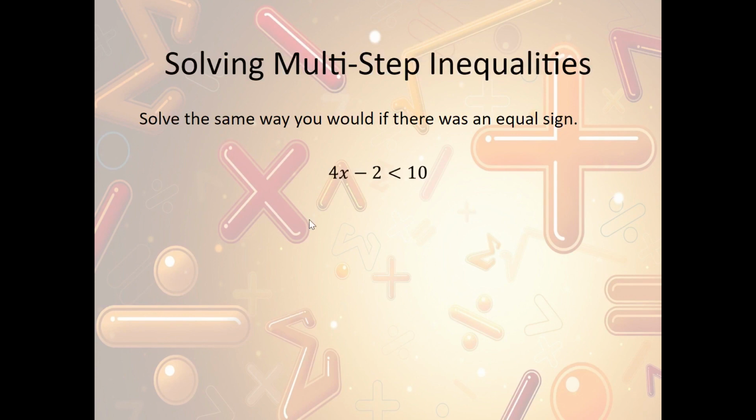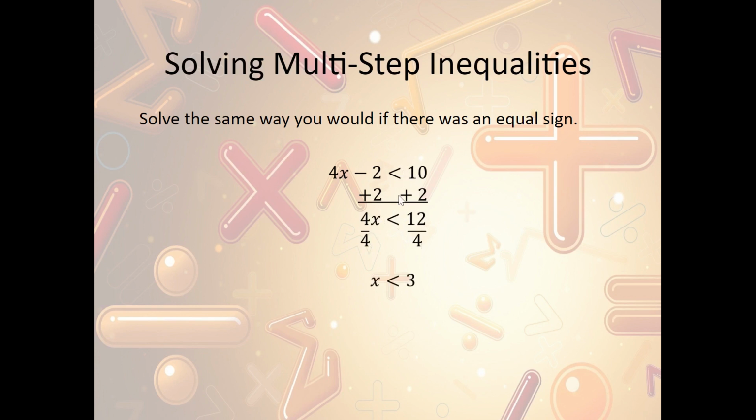Now, how do we solve multi-step inequalities? Well, first thing we do is we solve it the same way we would if it was an equal sign. So if this was 4x minus 2 is equal to 10, we would just move everything away from the x. We're going to do the same thing here. So we'll start by adding 2 to both sides, and we get 4x is less than 10 plus 2 is 12. Then we get rid of this 4. The 4 is multiplying by x, so we're going to undo that by dividing. So 4 divided by 4 is 1, which is just 1x, which is what we want, so just x. And 12 divided by 4 is 3, so we get x is less than 3.